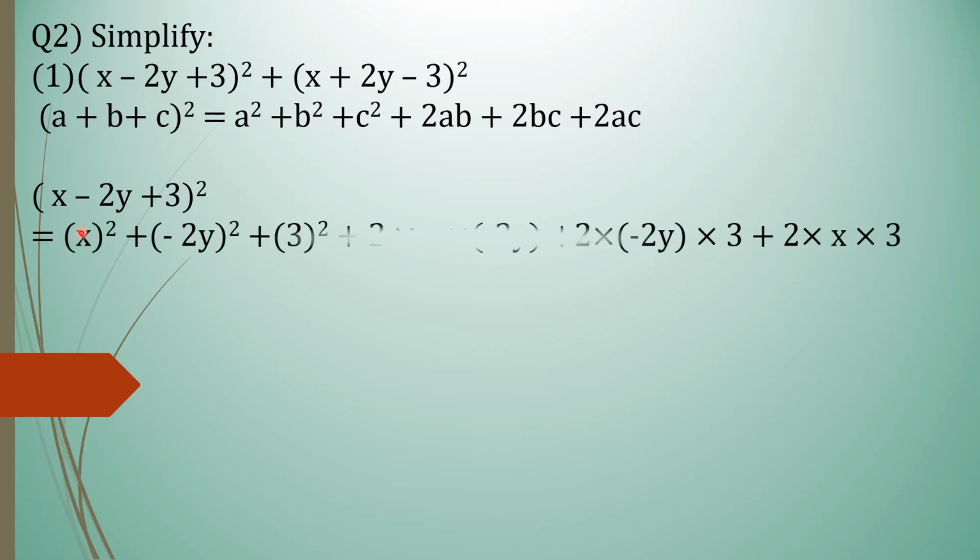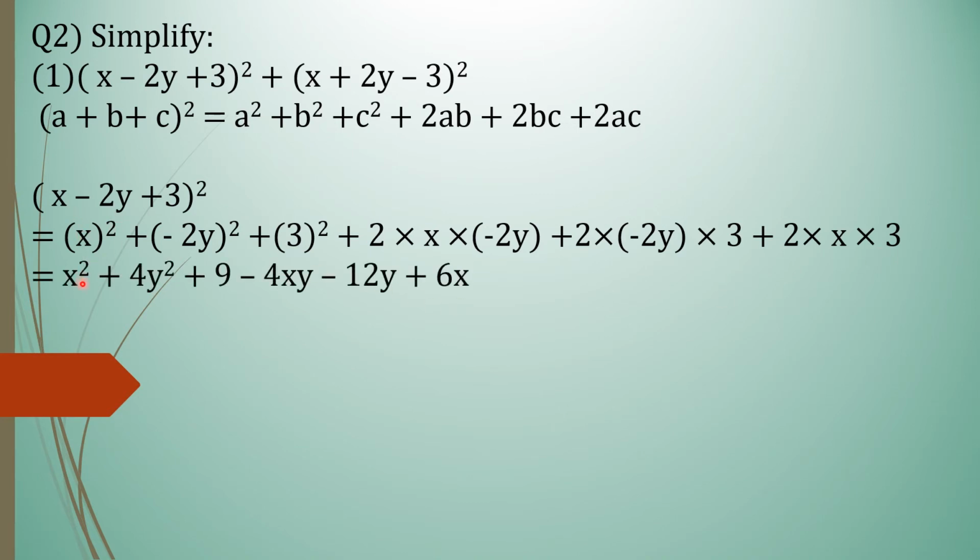So what will become, students? Now it will be a square, that is x square, plus (-2y) the whole square, plus 3 the whole square, plus 2ab, so 2 into x into -2y, plus 2bc, so 2 into -2y into 3, then plus 2ac, so 2 into x into 3. So next step we'll solve this. x the whole square will become x square.